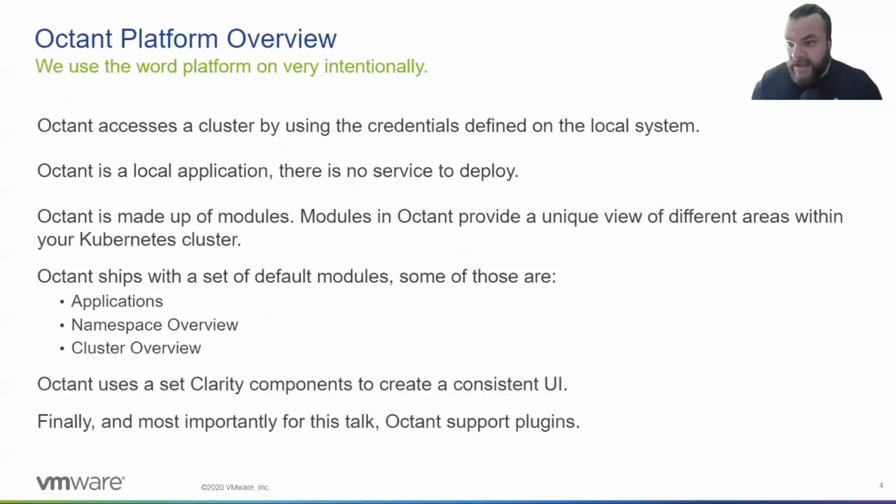So, the Octant platform. We call it a platform on purpose. It accesses a cluster using local credentials. It is an application, so there is no service to deploy. There's nothing extra to do in the cluster. It's made up of modules, so it can provide details into specific areas of a cluster. Octant ships with a set of default modules. Some you may be familiar with are applications, namespace overview, and cluster overview. We'll see some of those as we go through the actual demo of building a plugin. We use Clarity components to create a consistent UI. And most importantly, it supports plugins.